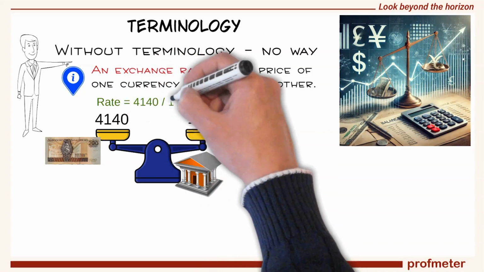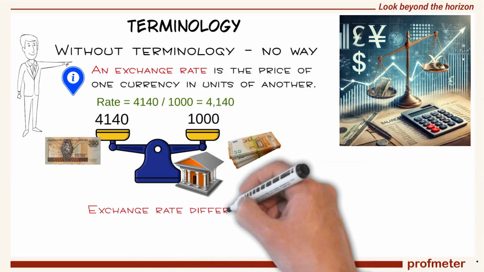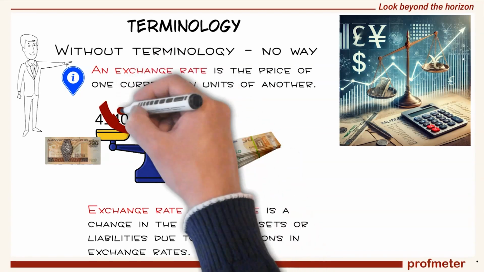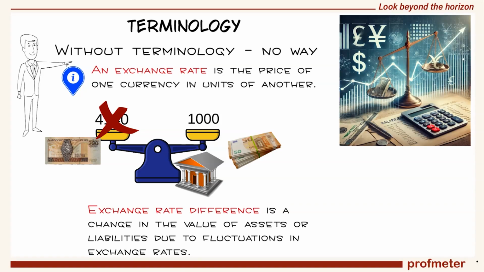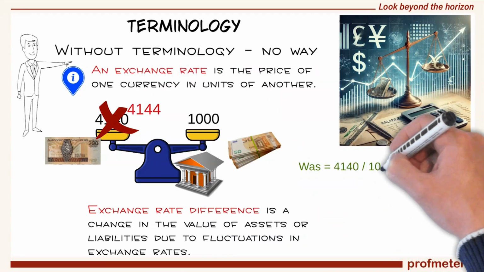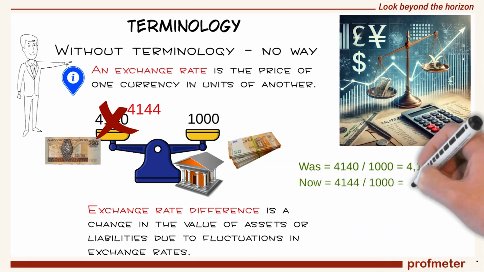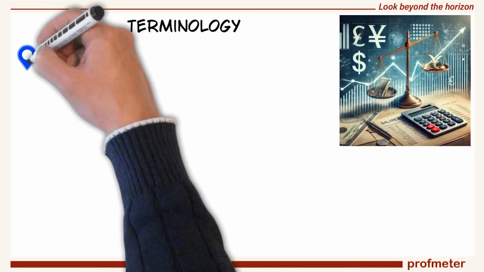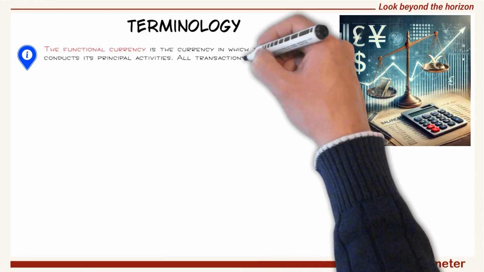An exchange rate difference is the change in the value of assets or liabilities resulting from currency fluctuations. While we were considering the purchase, the euro exchange rate changed, and the bank is now offering us 1,000 euros for 4,144 zlotys. This means that between the cost of 1,000 euros then and now, there is an exchange rate difference of 4 zlotys. Functional currency is the primary currency used in a company's business operations.